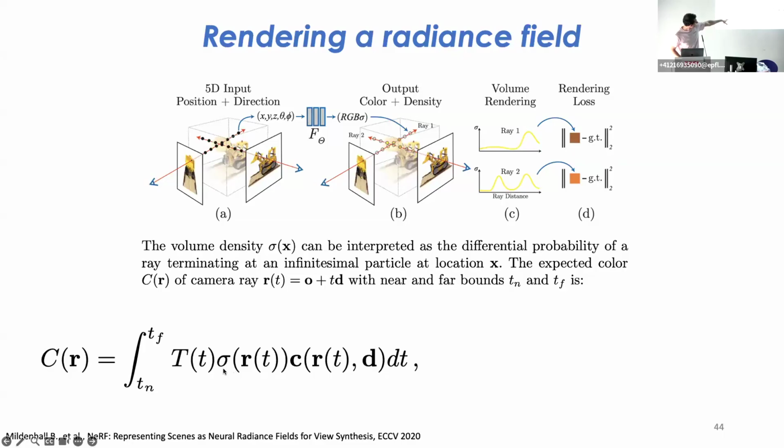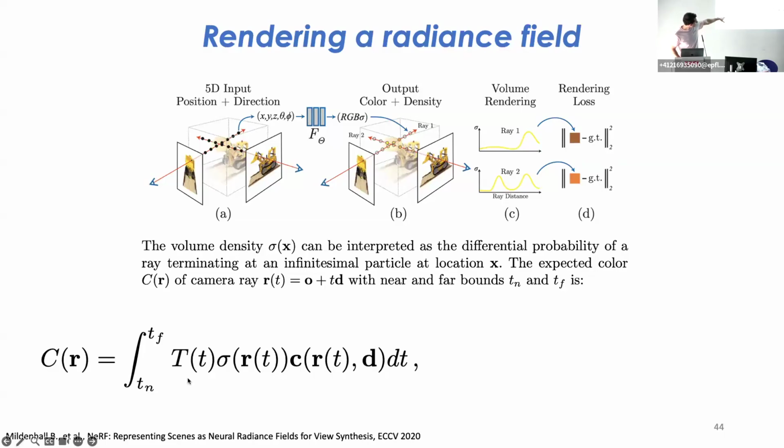So the sigma only depends on the location in space. RT is the location in space. And C, the color, depends both on the location in space and the viewing direction. Because of course, a color can be slightly different in different directions because of lighting and other stuff.